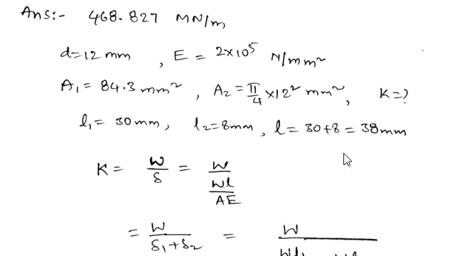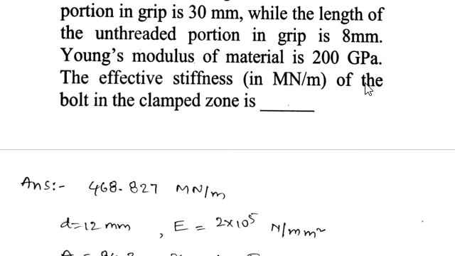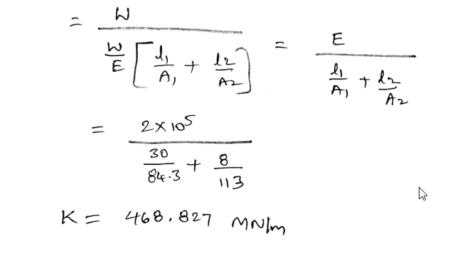So the E value is given as 200 gigapascal. Converting gigapascal to megapascal, 200 into 10 to the power of 3, so that is 200 into 10 to the power of 3 megapascal.